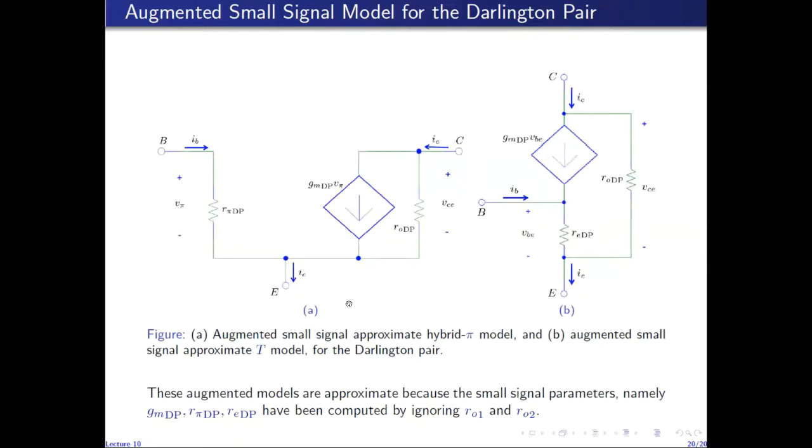So these are the augmented small signal models for the Darlington pair when we take into account the early effect for the two transistors. But please note that these are approximate models because in these models the small signal parameters GM, R pi, and small re have been computed ignoring the early effect, and only small r naught has been computed by taking into account the early effect. All the other parameters were computed ignoring the early effect. So this is an approximate small signal augmented model for the Darlington pair.